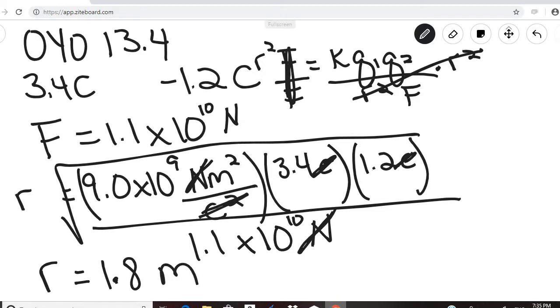Okay, so both On Your Own 13.3 and 13.4 are just a simple application of two charges and applying Coulomb's law to those charges and determining what force would exist between those two charges.